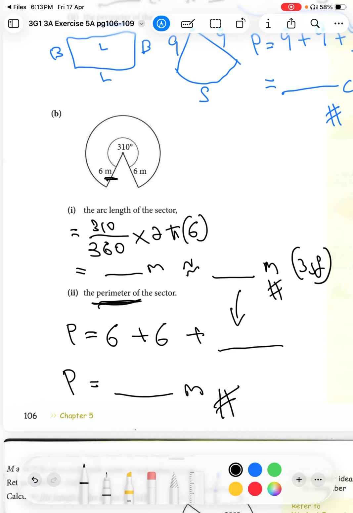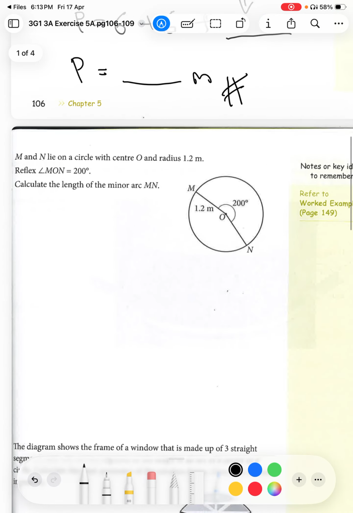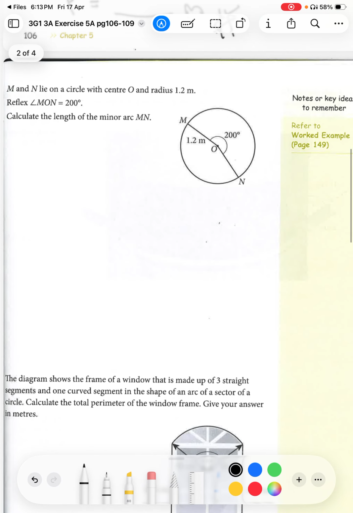Okay, for this, the next question. M and N lie on the sector with center O and radius 1.2 meters. Reflex angle MON is 200 degrees. The first word you see here is reflex. What is the meaning of reflex?